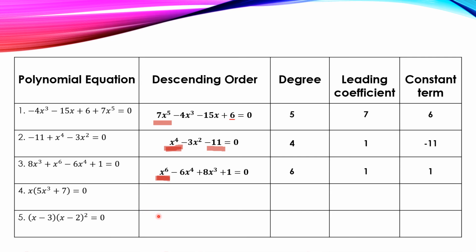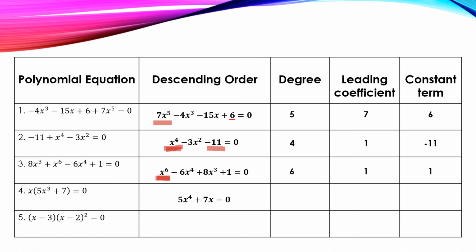Okay, so bago nyo isulat yan, kailangan ay masimplify muna natin to. Kailangan matanggal natin yung parenthesis. So, para matanggal natin sa parenthesis itong 5x cubed plus 7, we need to multiply this. We're going to multiply x to our polynomial 5x cubed plus 7 para matanggal yung parenthesis at maging standard equation siya. Okay? So, the descending order here is 5x raised to 4 plus 7x is equal to 0.